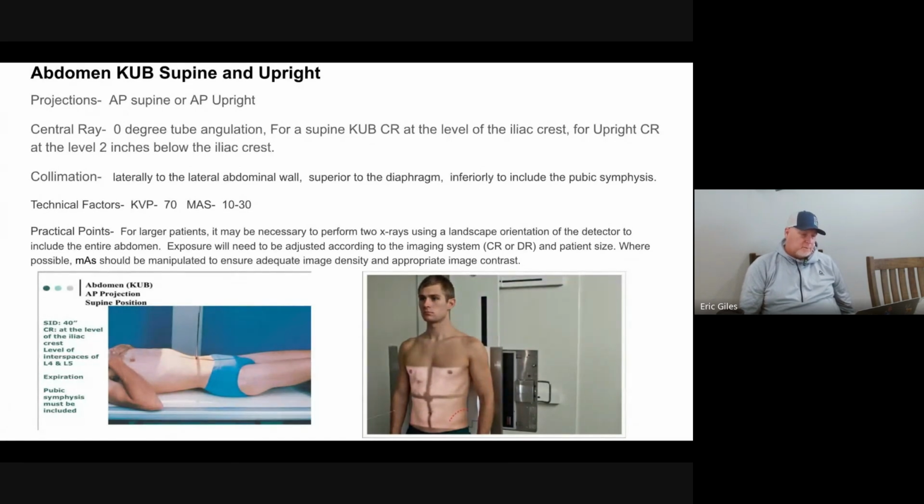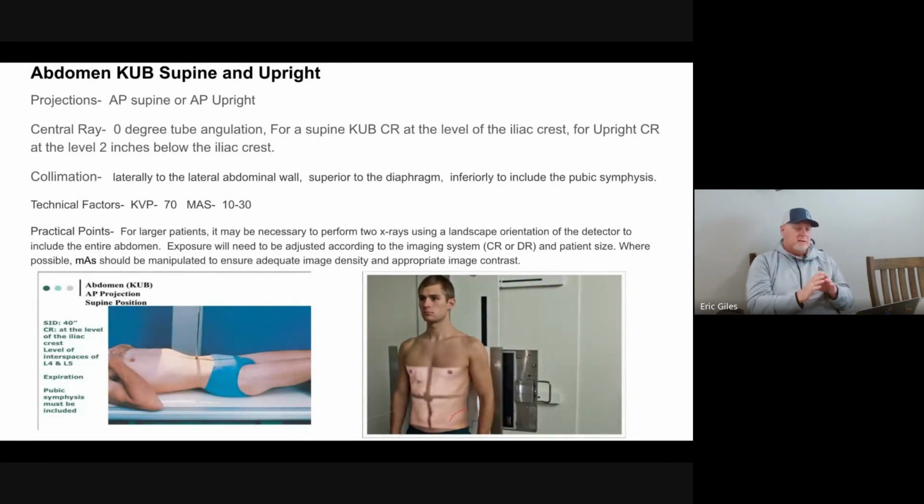So for an upright abdomen, we need to be able to see the diaphragm, okay, the entire diaphragm. And that's the reason that we put our central ray a little bit higher on an upright image, whereas lower with the supine or the KUB, it's right at the iliac crest because we want to be able to see the pubic symphysis. So in a perfect world, we should see the diaphragm and the pubic symphysis. Sometimes that takes 2 pictures.